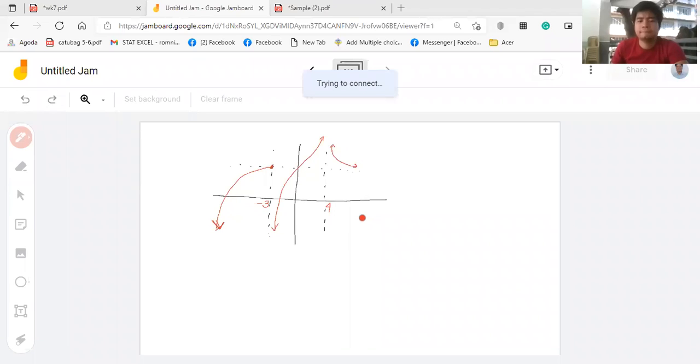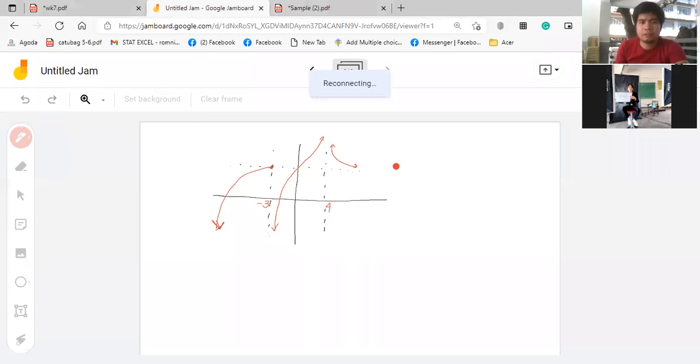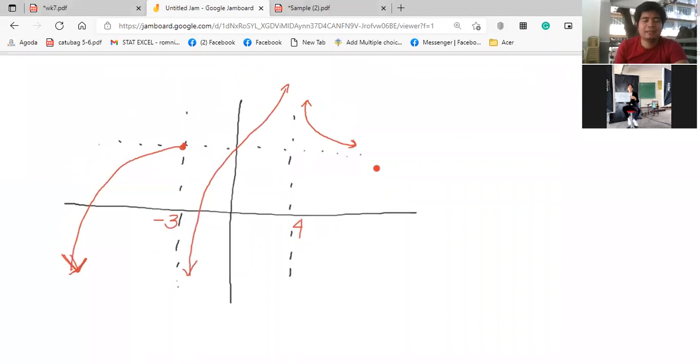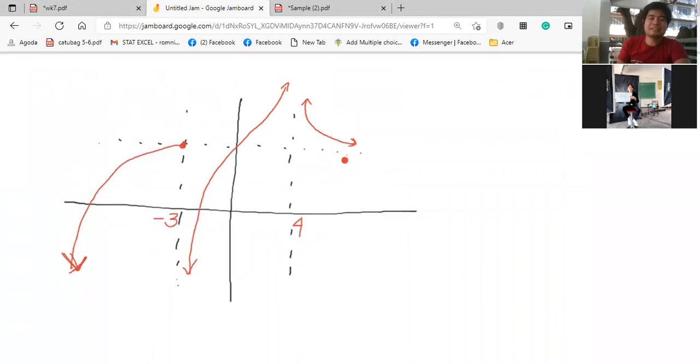Nawalan ako ng connection class. So I'll share to you again. Yes, can you hear me? Can you see the screen? Opo, sir. Yes, sir. Pero I can't write. Ayun, I can now write. Ang hirap naman ng ganito. Close ako ng camera for signal.